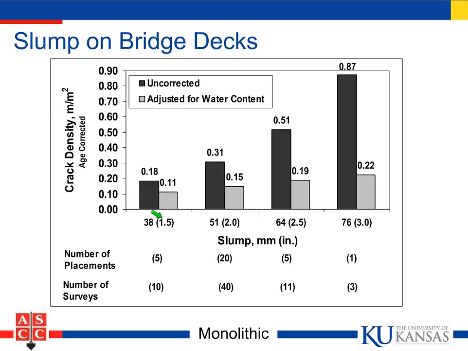This is from bridge decks that were cast a long time ago, back in the 1980s, when they used low slump concrete. They had a range from inch and a half slump up to 3 inch slump, and you can see the relationship represented by the black bars, a big increase in cracking with an increase in slump. One thing to keep in mind is that the higher slump also coincided with more water and more cement. So we did a statistical correction, and we found that we still got an increase in the amount of cracking on the bridge deck with an increase in slump.